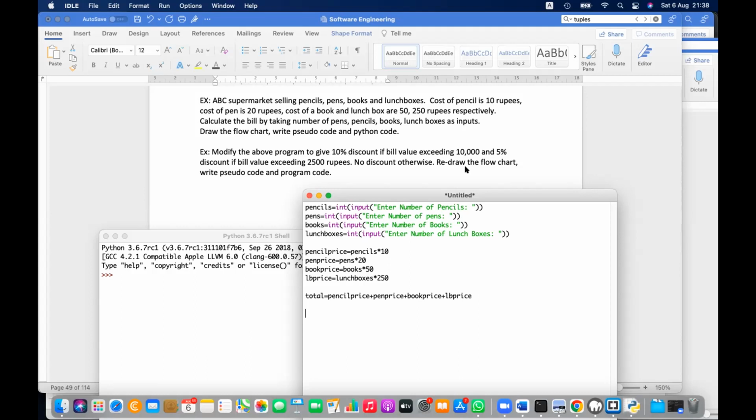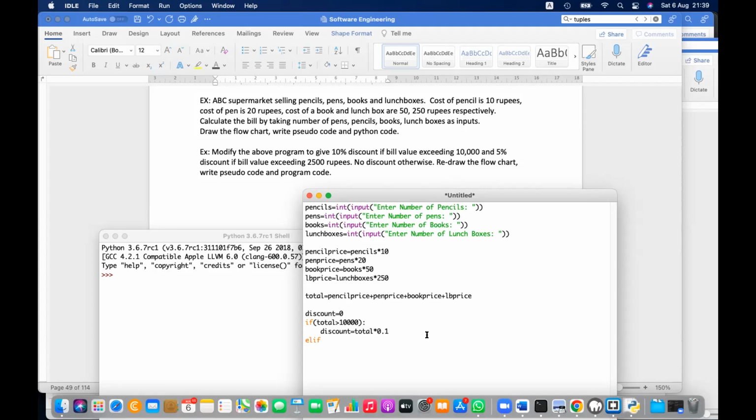10% discount on the bill value if the bill value exceeds 10,000, and 5% discount if the bill value exceeds 2,500. That is very easy. For the discount, initially you can say 0 discount. But if the total is greater than 10,000, then you have to set the discount equal to the total multiplied by 10%, that is 0.1, right? 10% means 10 divided by 100, which means 0.1.